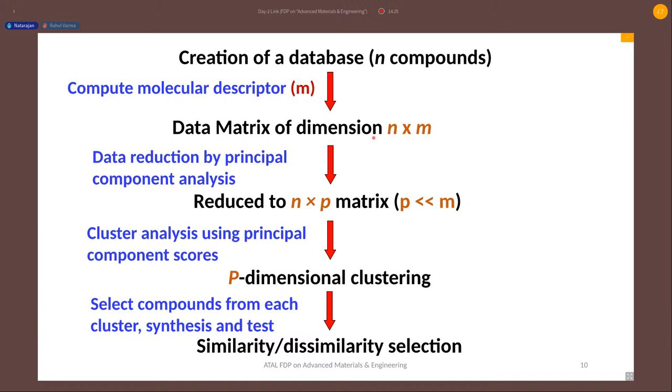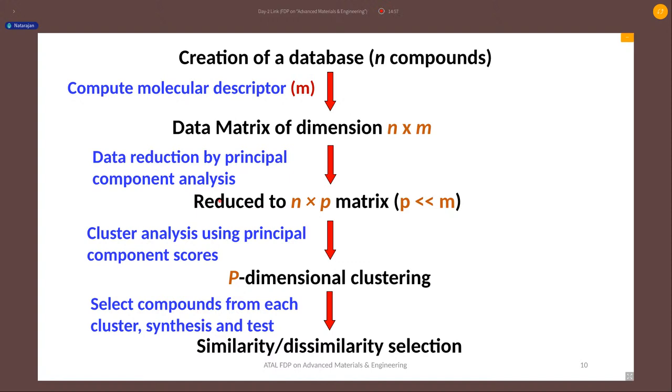But it is very difficult to handle an N by M data matrix, so we need to do a data reduction. For data reduction in this case, we normally use principal component analysis. I'm not going into the details of principal component analysis because the statistical packages such as SPSS and SAS have their built-in principal component analysis system. Once we give the data matrix, it does a principal component analysis and extracts principal components.